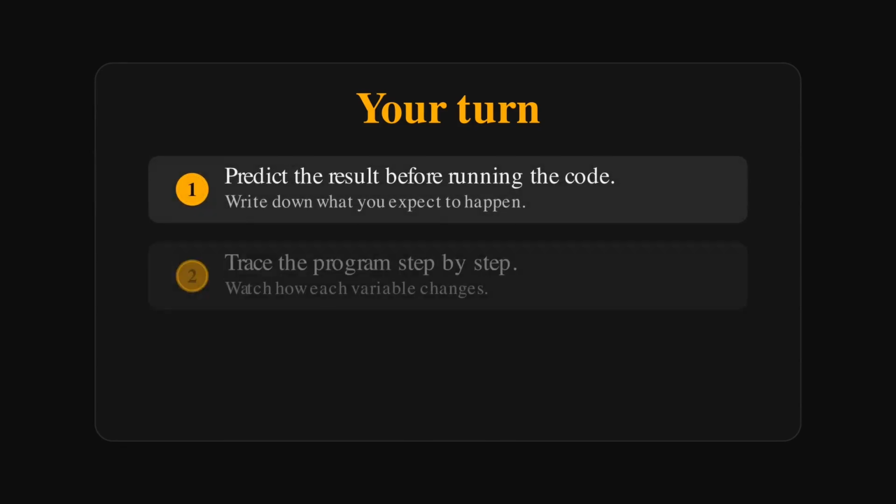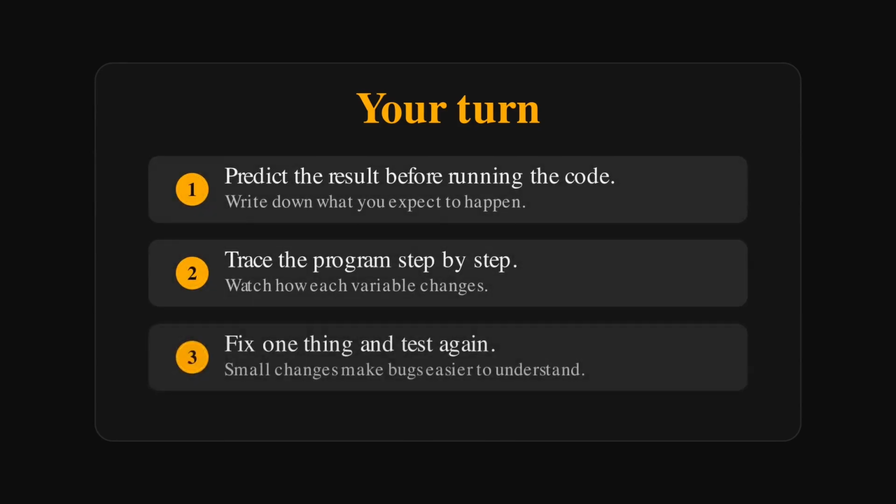Now it's your turn. Before running the code, predict what you think should happen, then trace the program step by step. Watch how each variable changes. If the result is wrong, fix one thing and test again. This is how we debug like programmers.